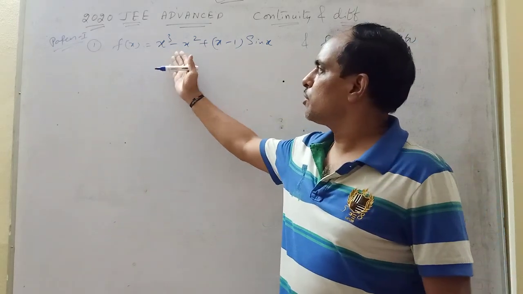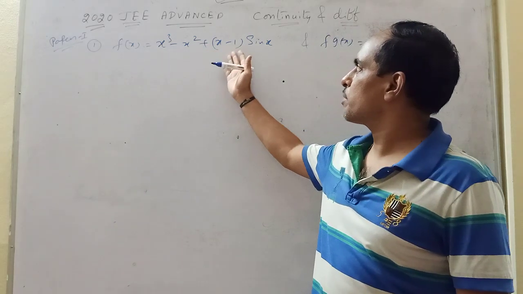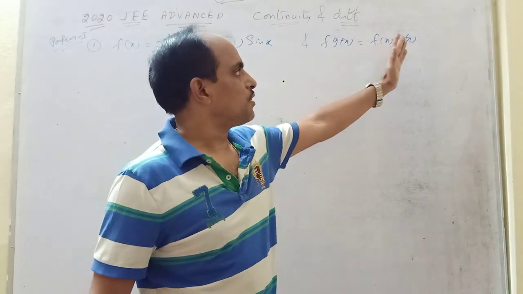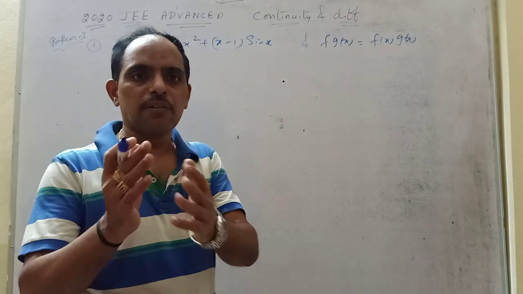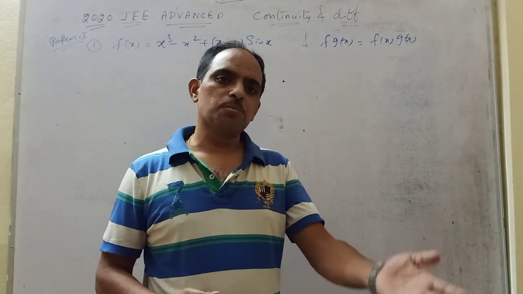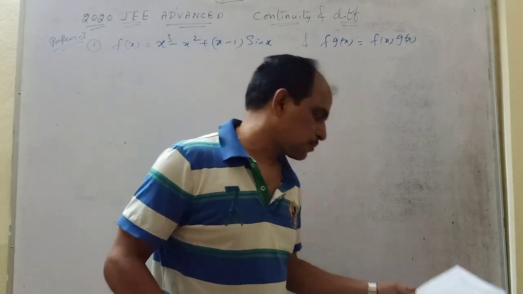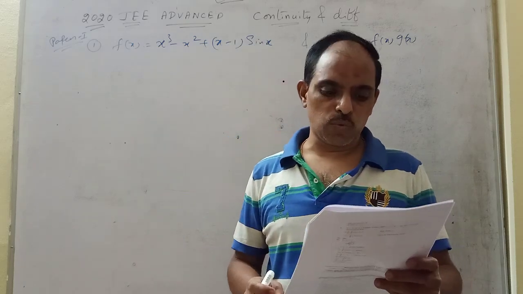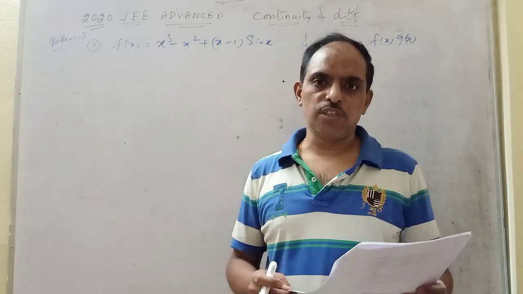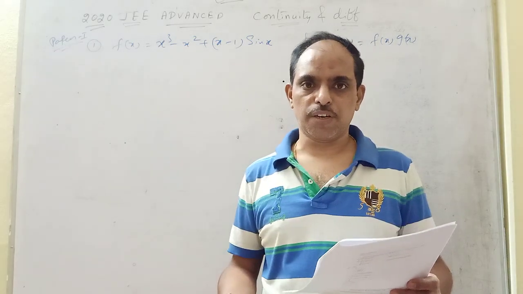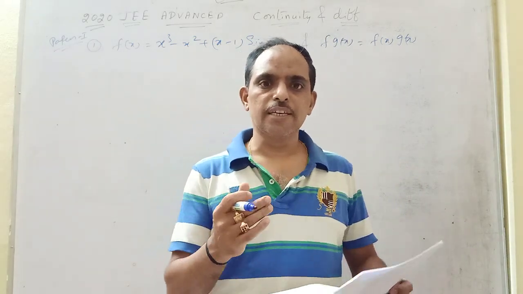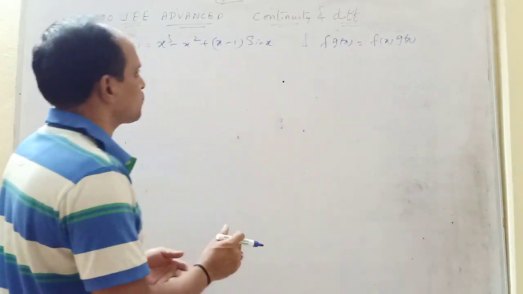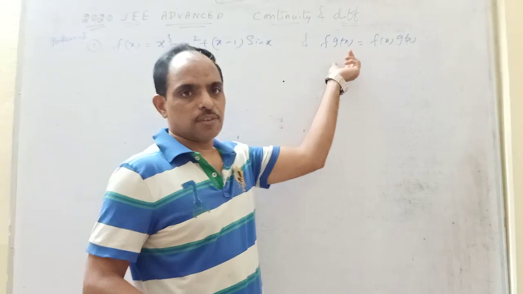f of x is equal to x cube minus x square plus x minus 1, into sin x, and fg of x is nothing but f of x into g of x. We have 4 options, and I will read those options. If g is continuous at x equal to 1, then f into g is differentiable at x equal to 1. So all the questions are related to fg at 1. Let us find the derivative of this one.